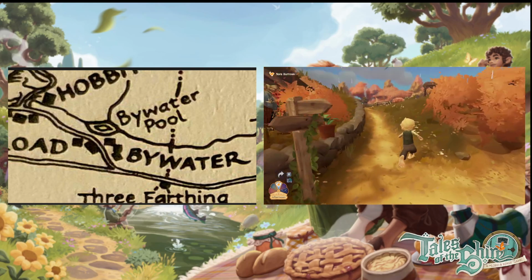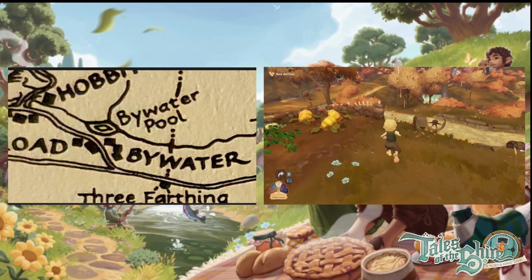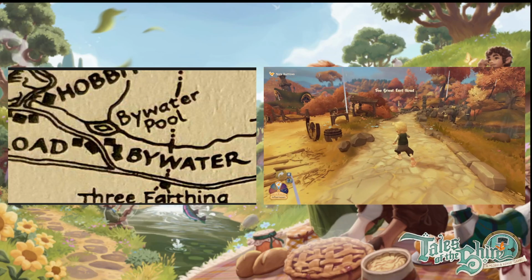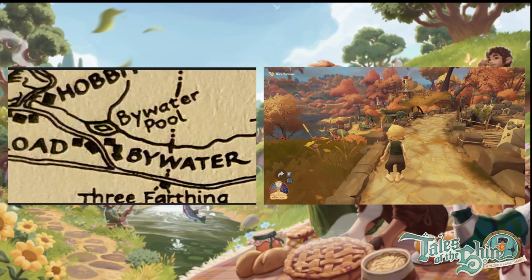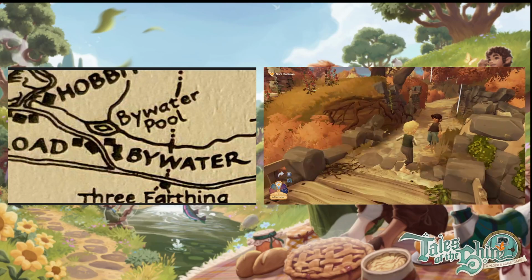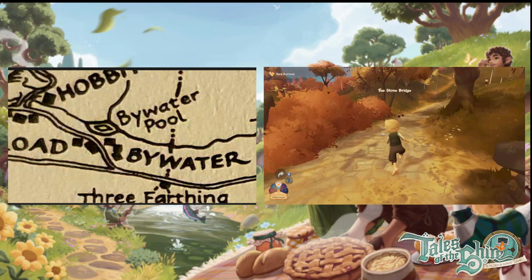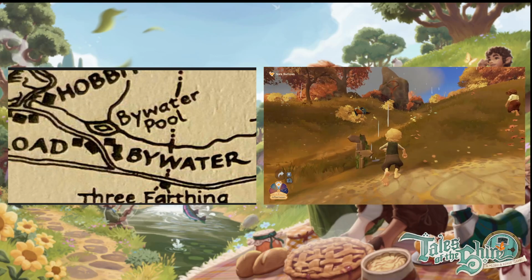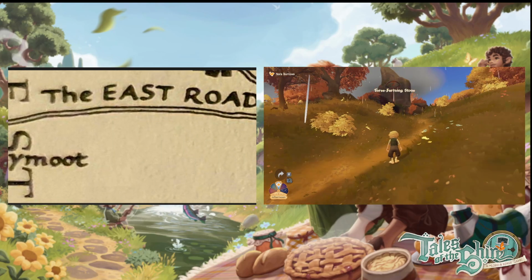But if we continue east along the Great East Road, this bridge itself, or even the river, it's laggy, my bad guys, is kind of buggy, not depicted on the left map. But if you keep on following here, it's going to take you to the 3 Farthing Road. This is basically the junction right here.